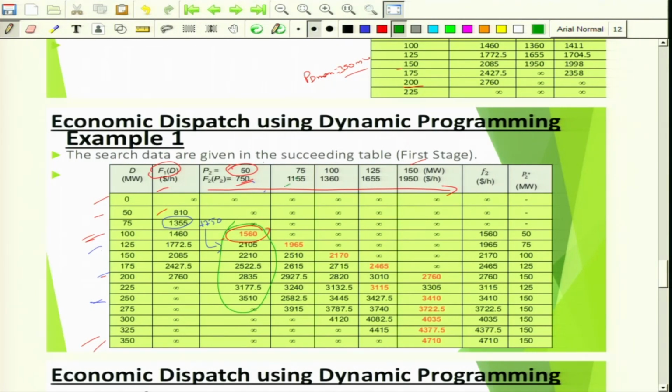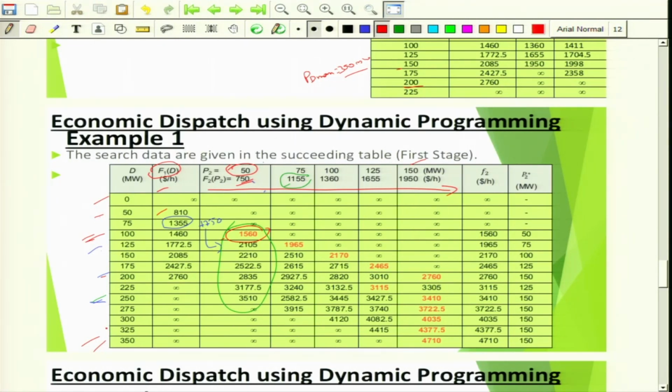Similarly, you take the next generation capacity of generator 2, which is 75 megawatt, and the cost associated with the 75 megawatt of generation from generator 2 is $1155 per hour. You just carry out the same iteration like we did for 50 megawatt with respect to this entry. You understand? For example, I will just take one data to help you understand. Let us say you want to operate at 250 megawatt of demand, where fixed generation of generator 2 is 75 megawatt. Now how much is the left out?